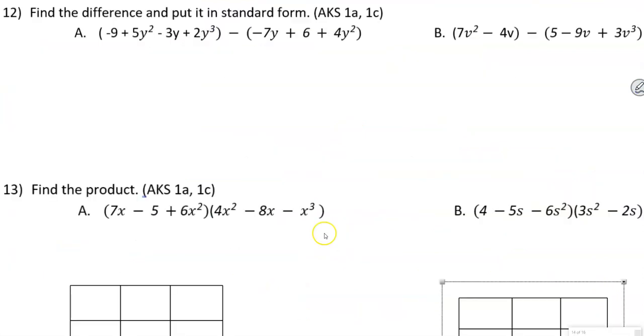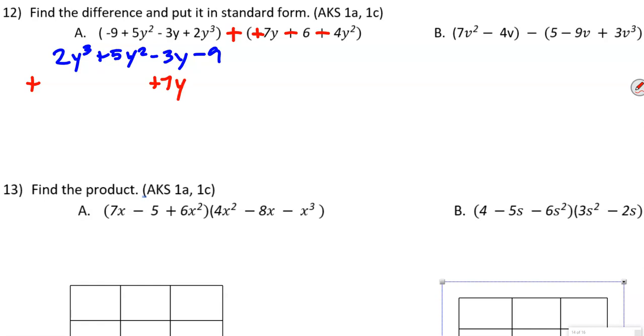So on this next problem, it says we're going to find the difference and put in standard form. So we're going to put this in standard form first. 2y to the third plus 5y squared minus 3y minus 9. Now I'm going to go ahead and change all these signs to minus, and minus, and I'm going to make that a plus. So now I'm going to add whatever these are in the sign that they are.